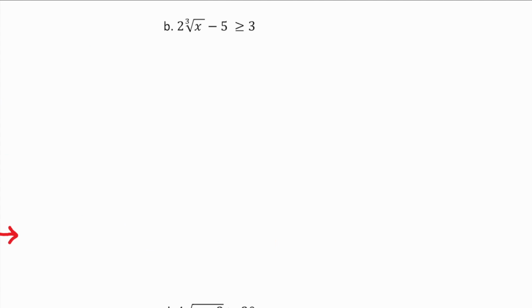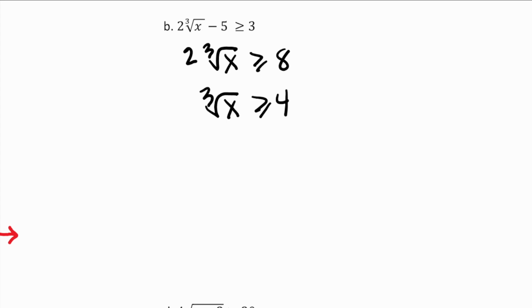All right, this next one here, we're going to pretty much do the same thing, except there's not going to be as much to consider because we can take the cube root of any number we like. So I'm just going to say, 2 cube root of x, add 5 to both sides. That's going to be 8. Divide both sides by 2. Cube both sides. And we get x is greater than or equal to 64.